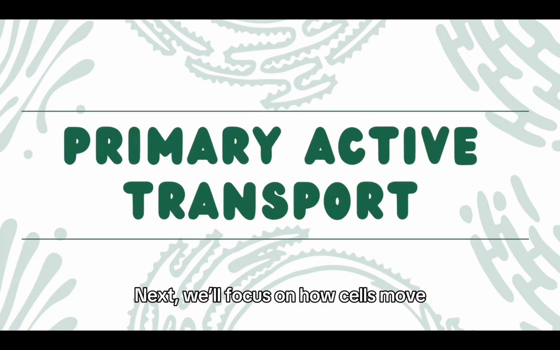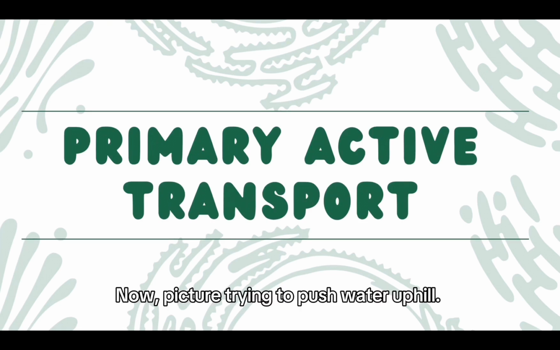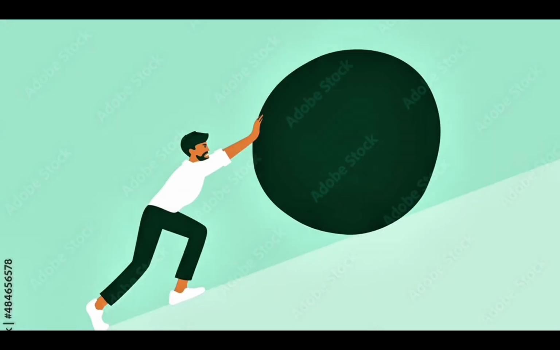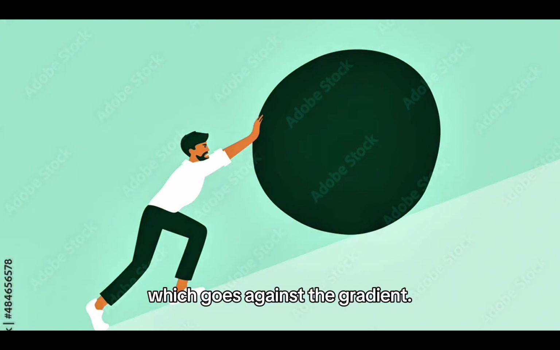Next, we'll focus on how cells move substances using energy, a process called primary active transport. Now, picture trying to push water uphill. That's what this process does. It moves molecules from low to high concentration, which goes against the gradient.